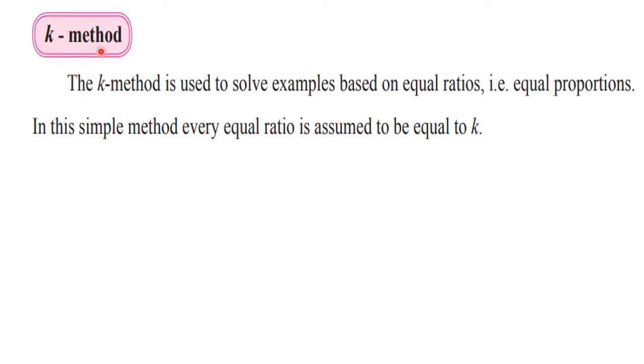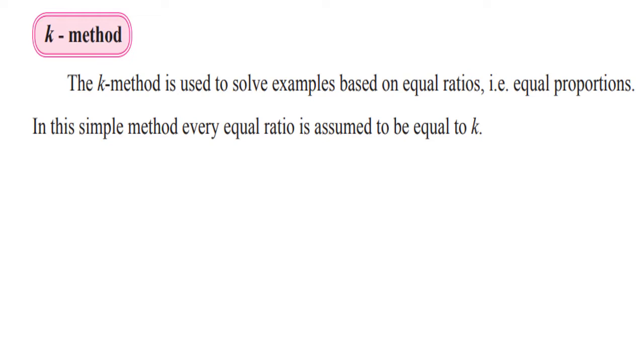So here K method means what? The given ratios we are going to consider as K. This K method is used to solve the examples based on equal ratios or equal proportions, and because of K method the things become very easy. So in this method we are considering or assuming the given equal ratios as equal to K. Okay, and this is a simple method. That means the examples become simple when we assume that the equal ratios are equal to K. Now, after that we saw solved examples we have discussed.